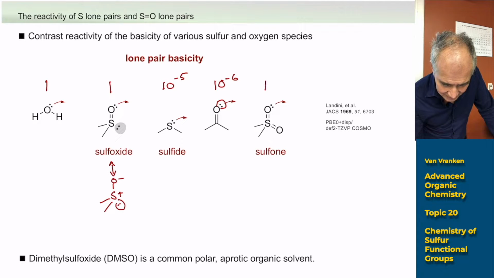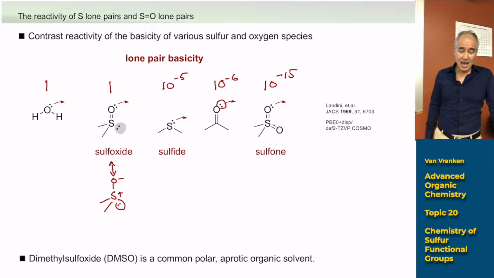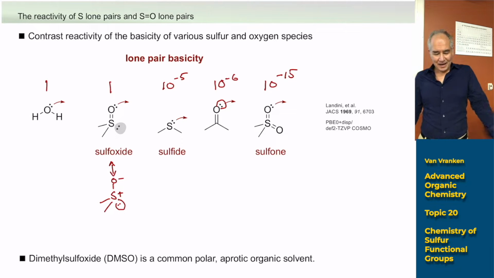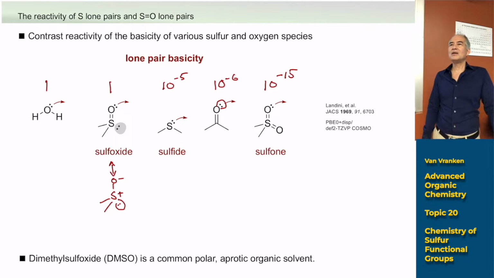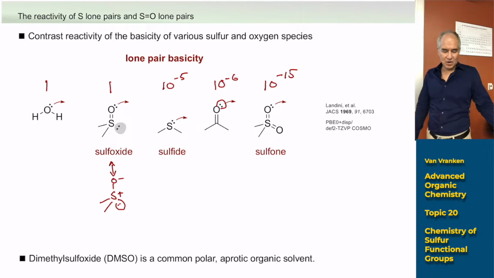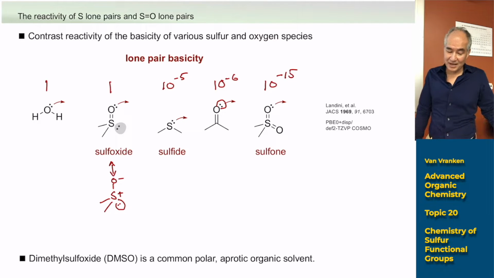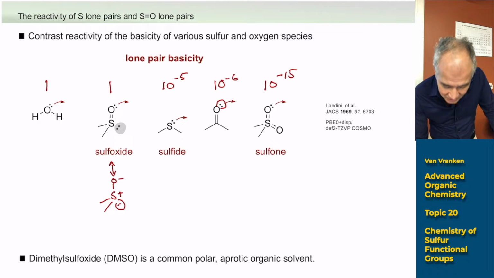When you look at the relative basicity of this, it's 10 to the minus 15. Man, I'm not good with the math here. What is that, 10 to the 9? Like 1,000,000,000 times harder to stick a proton on a sulfone relative to a carbonyl group. And it's not easy to protonate a carbonyl. You're never going to see this happen.